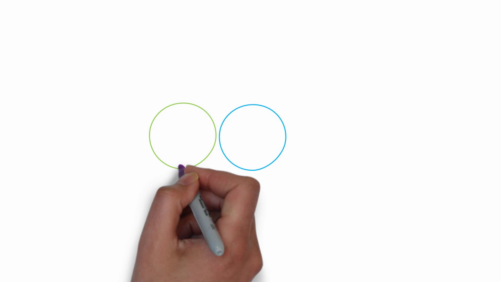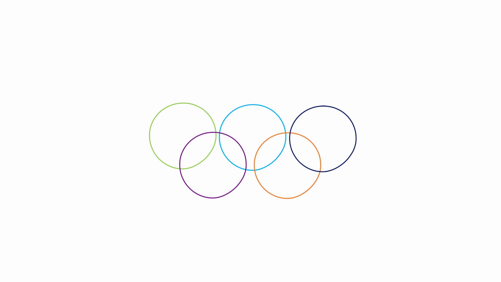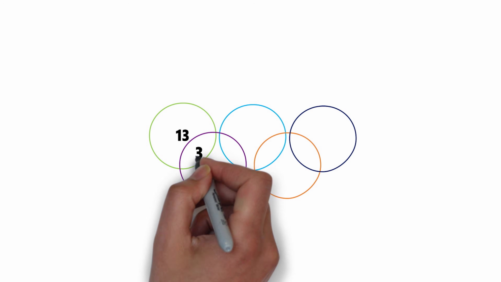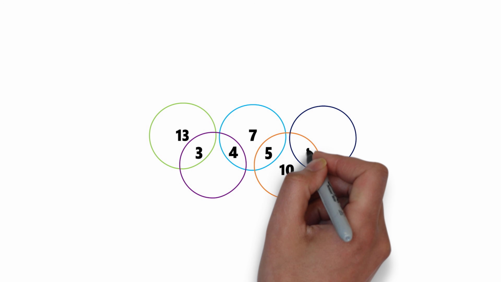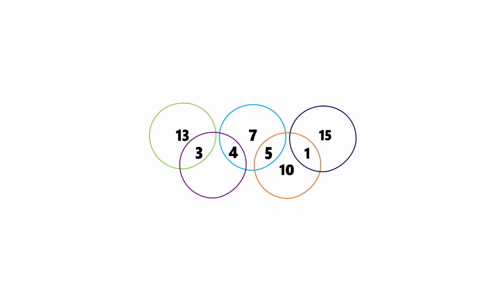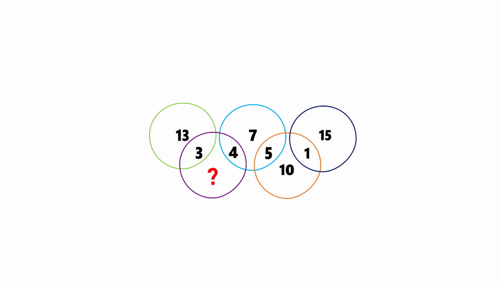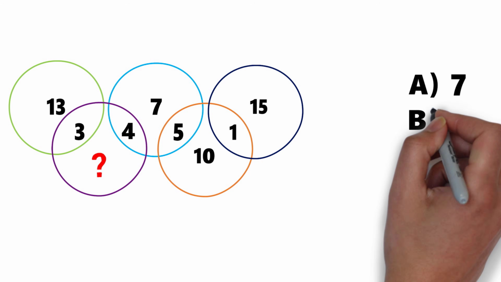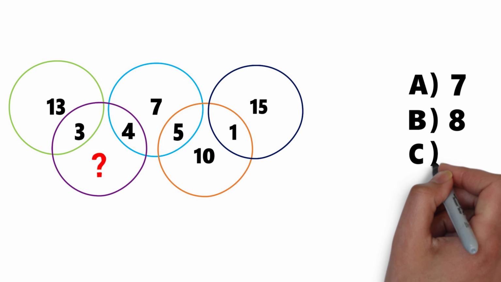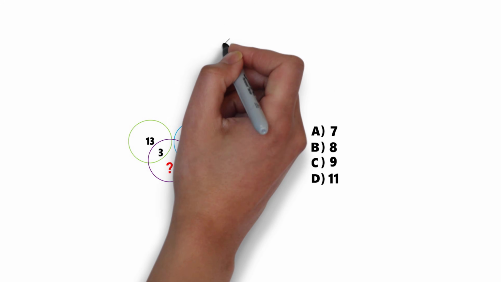In this particular case, you're presented with 5 different circles, all of them different colors, and the numbers that you see on the screen are 13, 3, 4, 7, 5, 10, 1, and 15. There's also one number missing, which is highlighted with the question mark. You need to calculate the missing number, and the choices are choice A, 7, choice B, 8, choice C, 9, and choice D, 11. Give yourself a few seconds, maybe 10 to 15 seconds.